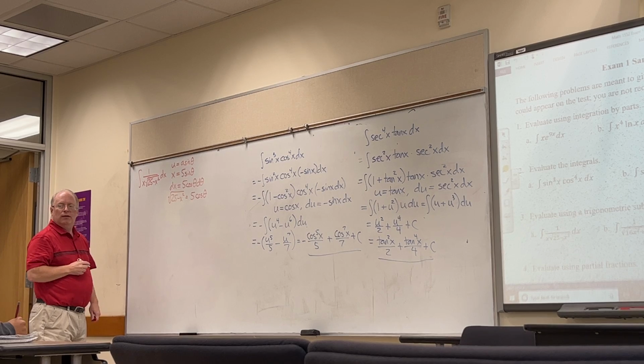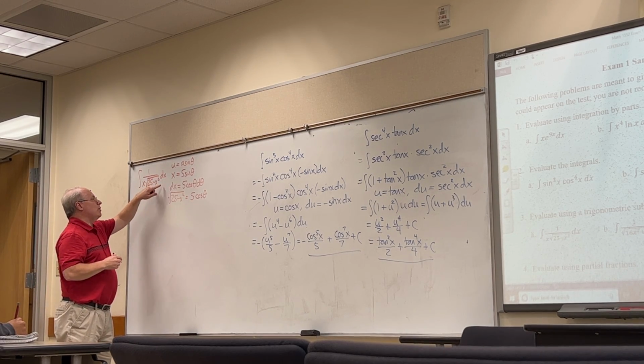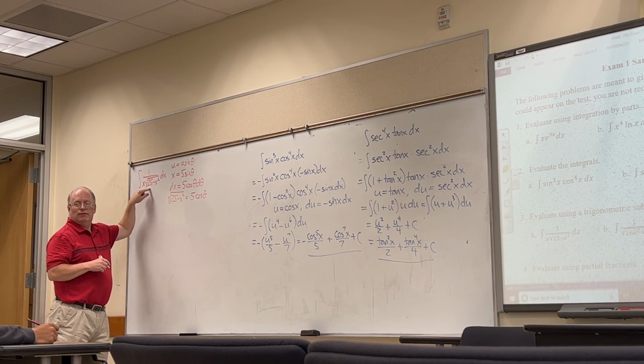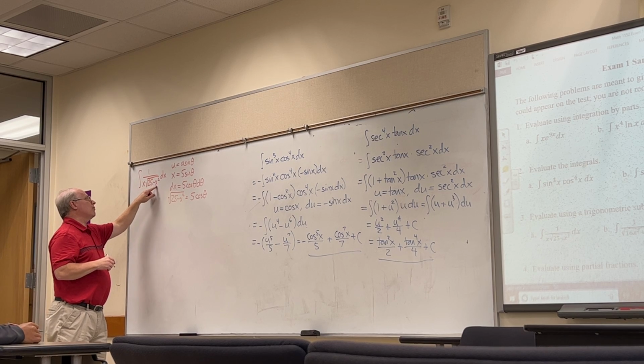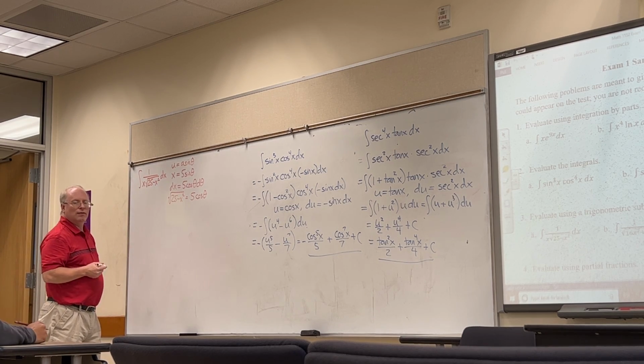Where do you get x equals 5 times sine of theta? That's just using the fact that in this integral, u is equal to x and a is equal to 5. So remember, the form is square root of a squared minus u squared. So it comes from the form.